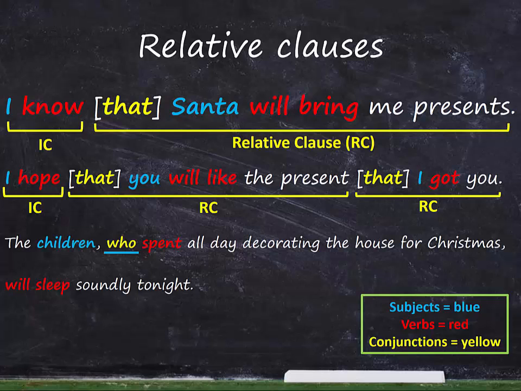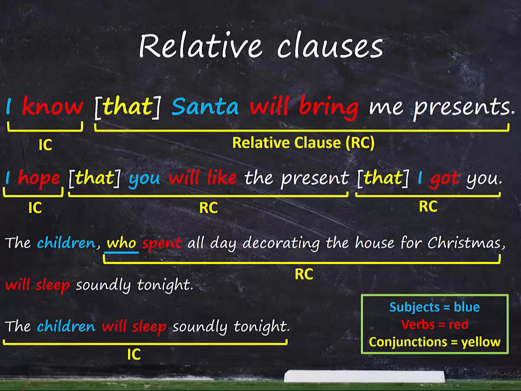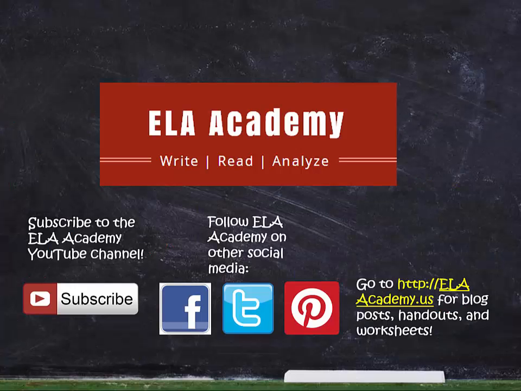This is also one of those sentences where the relative clause is plopped down in the middle of another clause. The independent clause is, the children will sleep soundly tonight. The relative clause gives us more information about the children and why they'll be sleeping so well. They got all tired out putting up garland and lights and ornaments. I hope this video has helped you feel more comfortable with the three main types of clauses.